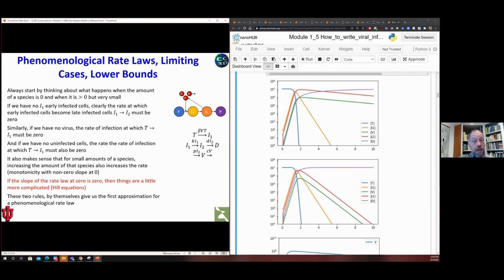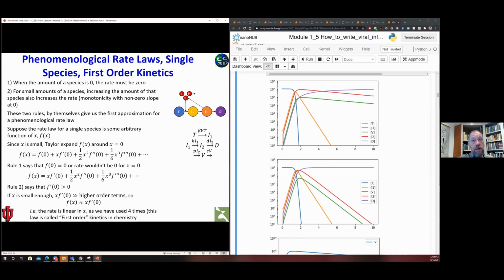If the slope at 0 happens to be 0, then you're going to get Hill-like equations. It's a little bit different. But just knowing that at 0 the rate is 0, and that the slope of the rate law at 0 is non-zero, gives you the basic phenomenological rate law.